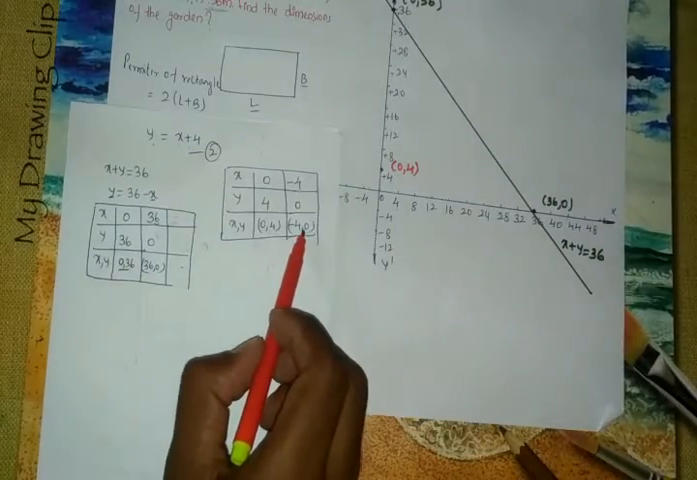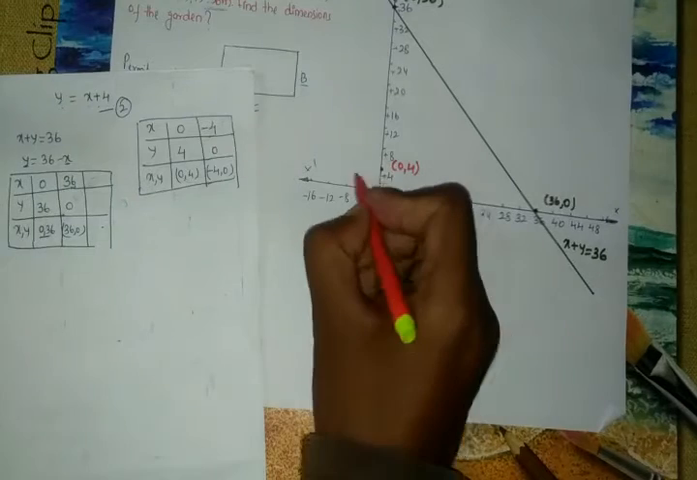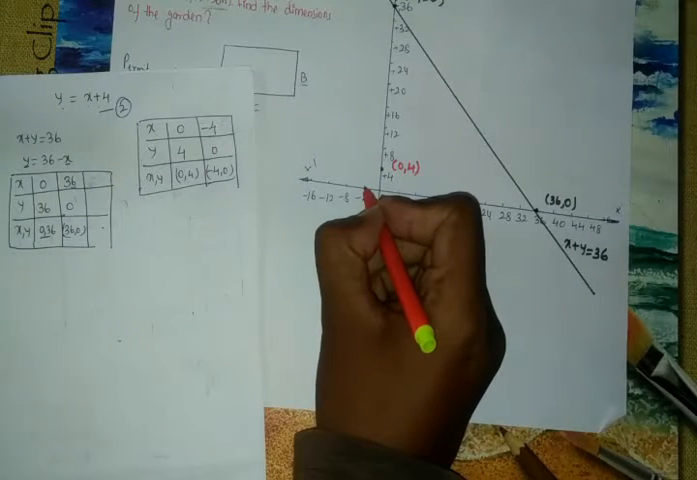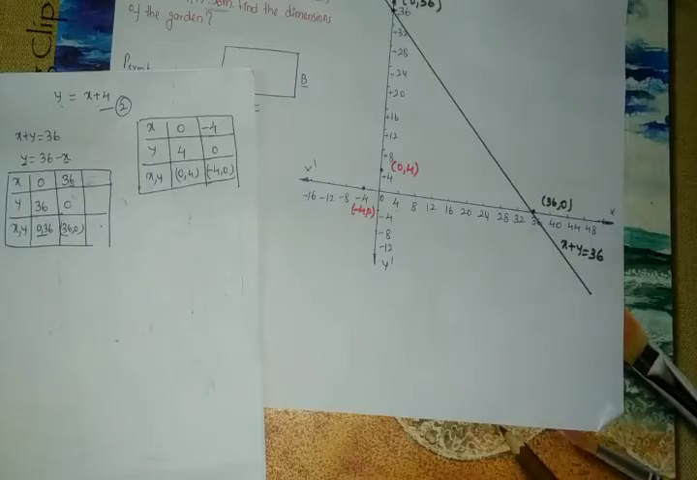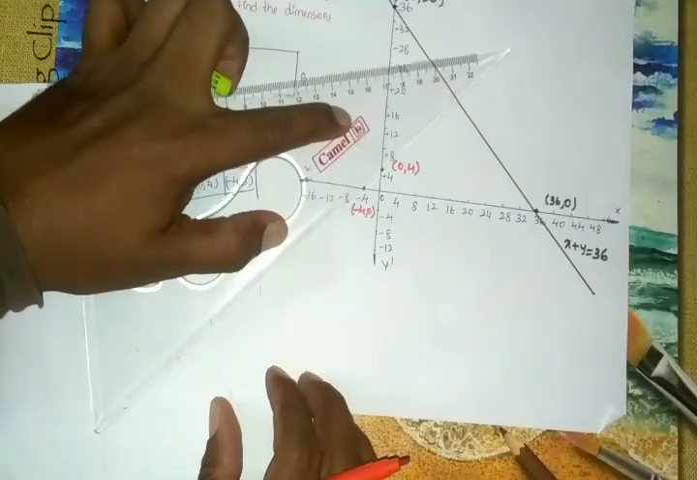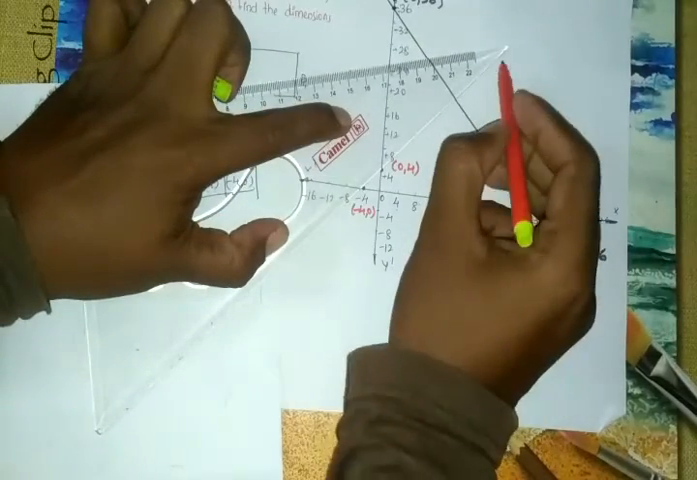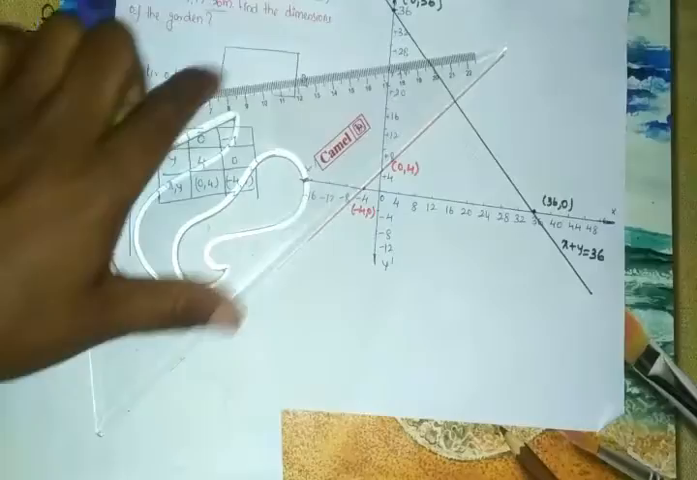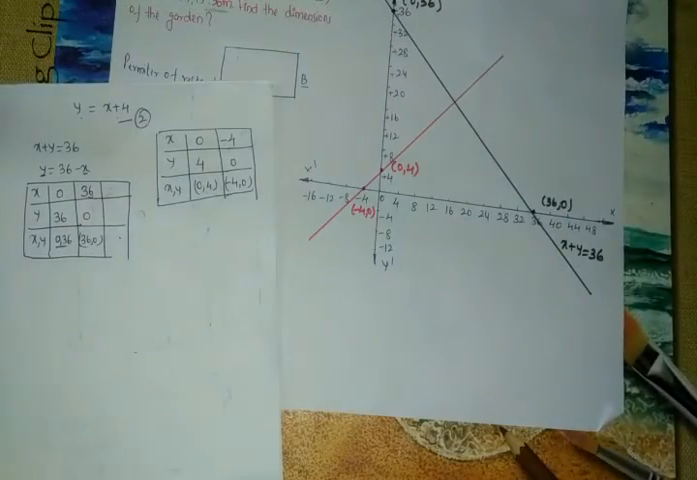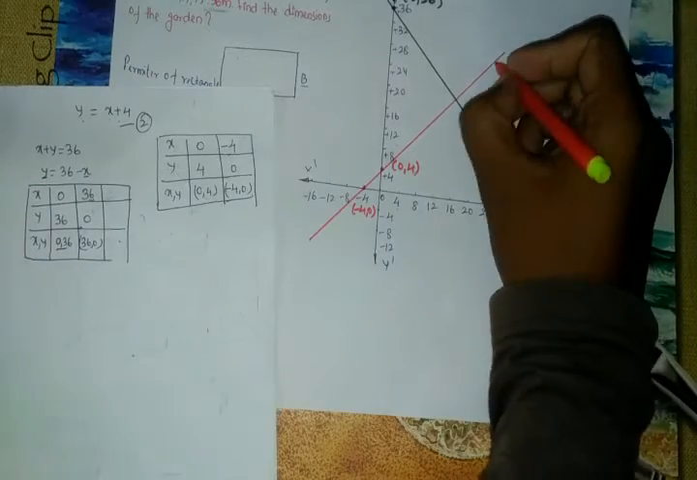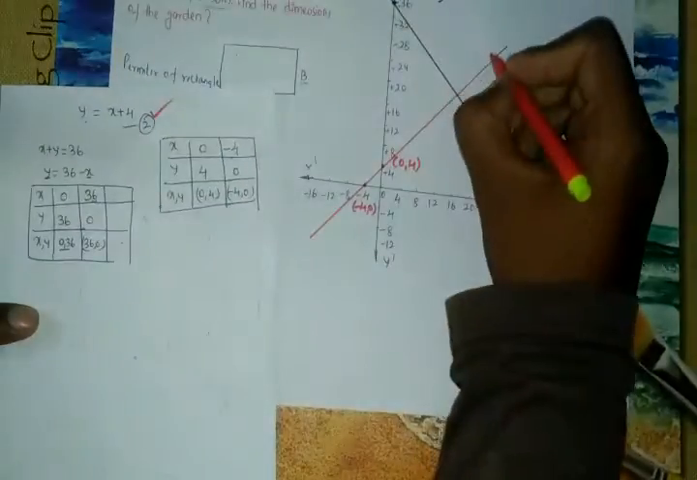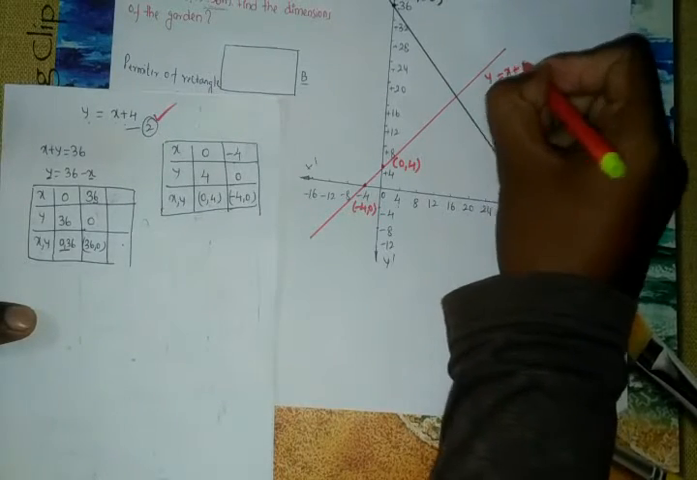And one more is minus 4 comma 0, means this is minus 4 comma 0, y is 0. So this is the second point, that is minus 4 comma 0. Let us draw a straight line by joining these 2 points. So what I will get is the intersecting point. This line represents the second equation, which is y equals to x plus 4.